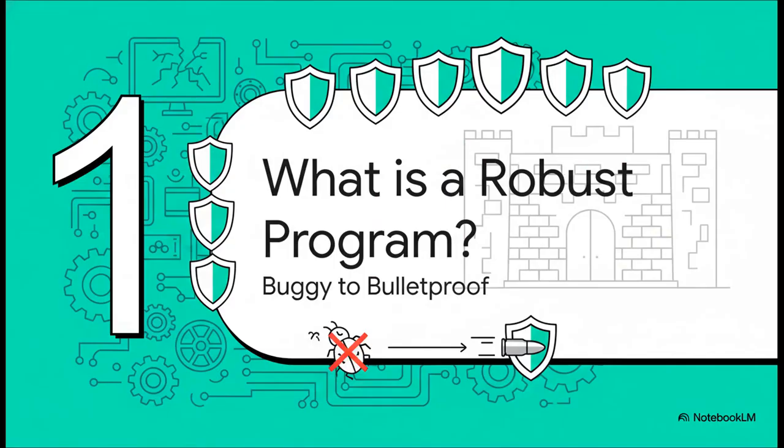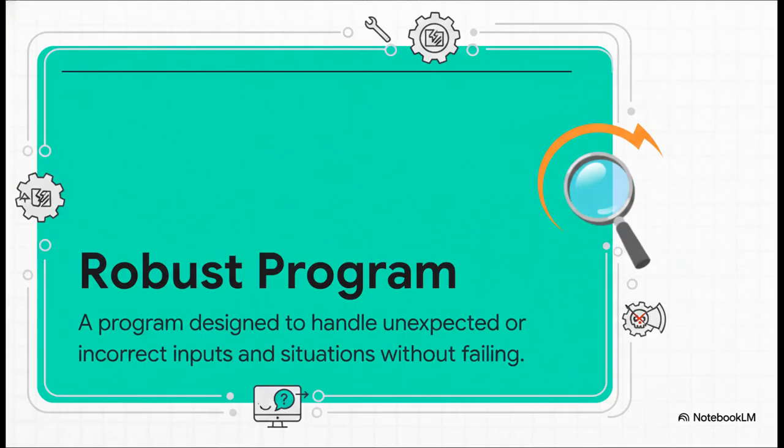Well, the solution, and this is a core idea the examiners really want you to get, is to build robust programs. Think of a robust program as being, well, bulletproof. It's built to handle all the weird, unpredictable things real people might throw at it without falling apart. So here's the absolute crucial point. A robust program isn't just one that works when you give it the perfect input. No, it's a program that's ready for the unexpected. It sees problems coming and deals with them gracefully instead of just giving up and crashing.